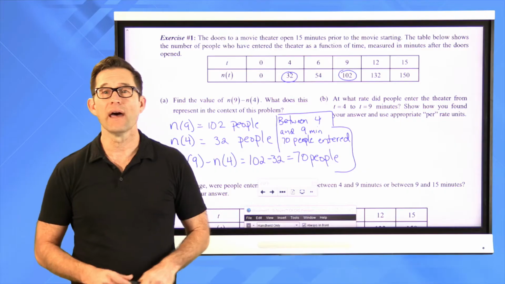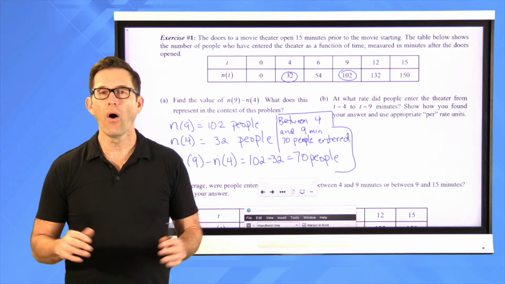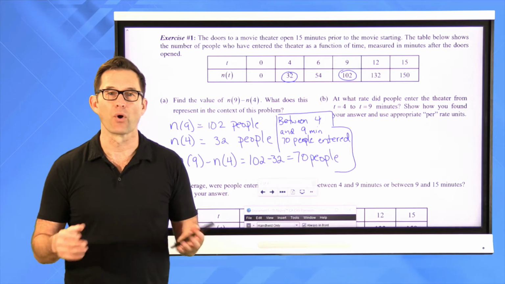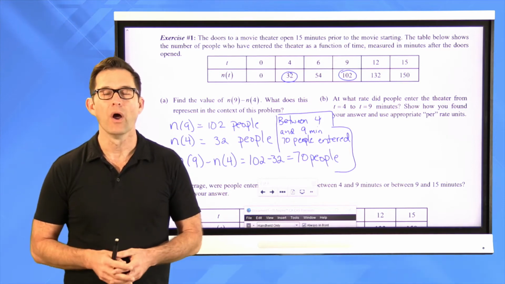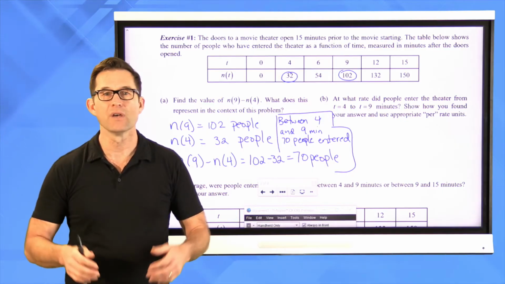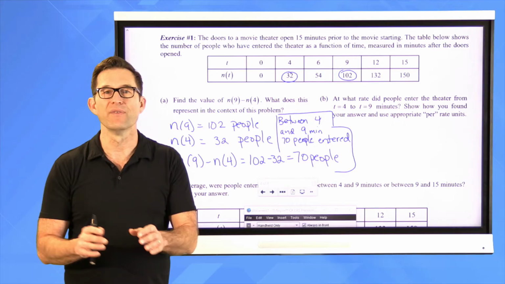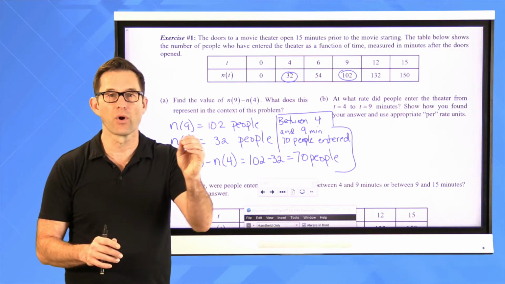Now let's look at letter B. At what rate did people enter the theater from 4 to 9 minutes? Show how you found your answer and use appropriate per rate units. All rates have units that are kind of like per. Miles per hour, cookies per bag, calories per soda. Always rates have this many things per this one thing.